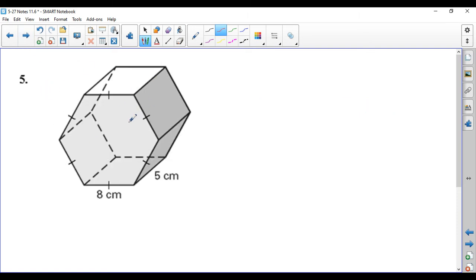You will have prisms where the base is one of the figures that we looked at earlier in the chapter. My suggestion is do not try to redraw the entire figure in your notes, just redraw the base. So you should have some diagrams that as you go through this, and in your homework, you're going to show all the work as you go. This 5 is the height of the prism. The 8 is the length of one of the sides of this regular hexagon.